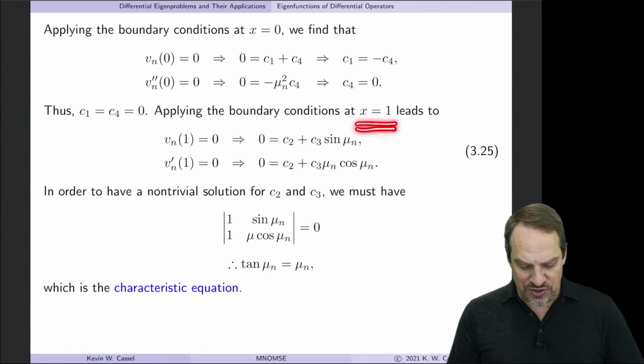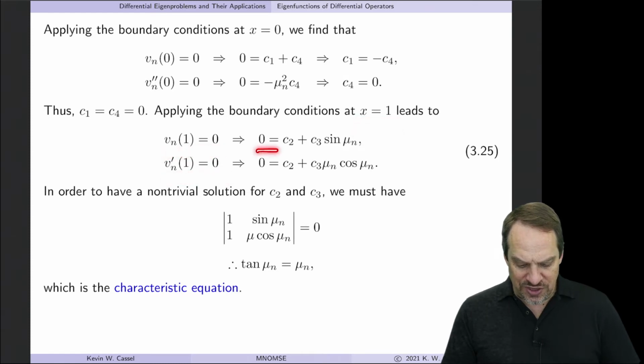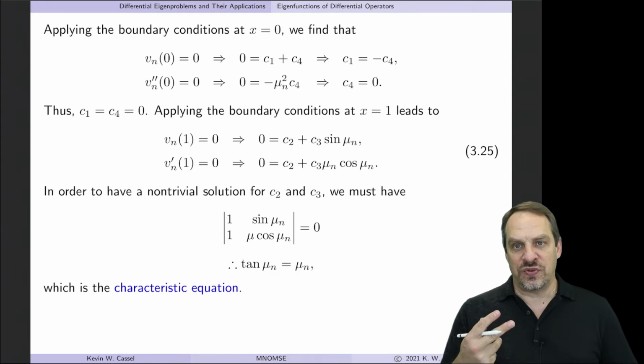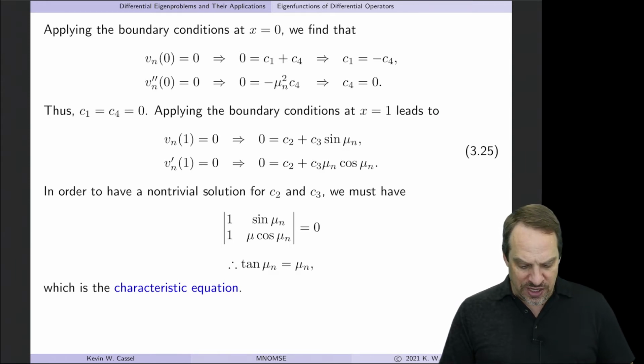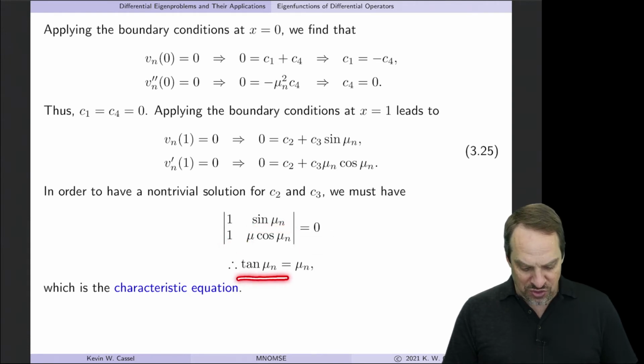Then at the other end, at x equal to 1, we apply the 2 boundary conditions. v is 0 and v prime is 0, and we get these 2 expressions. So as we did before, we can think of this as 2 equations for the 2 unknowns, c2 and c3. And in order for us to get a non-trivial solution, the determinant of the coefficient matrix has to be 0. So that's 1 and sine mu, and 1 and mu cosine mu, as you see here. So evaluating the determinant, 1 times mu cosine mu minus sine mu times 1 has to be equal to 0. So that we can write as tan mu is equal to mu.